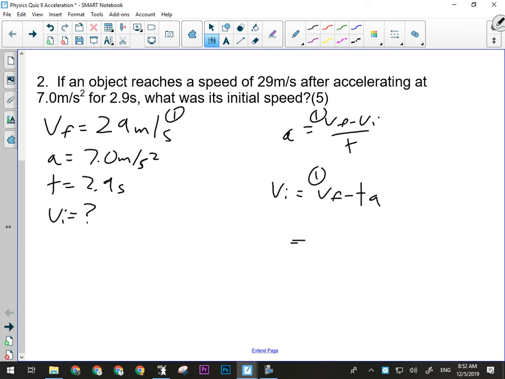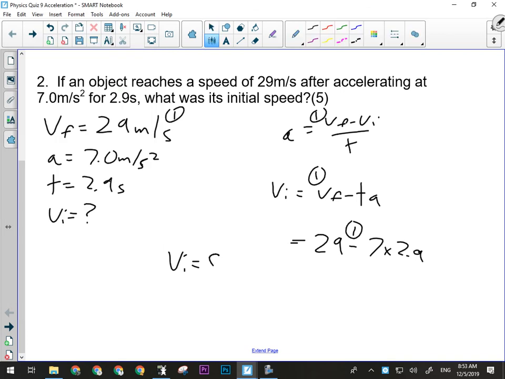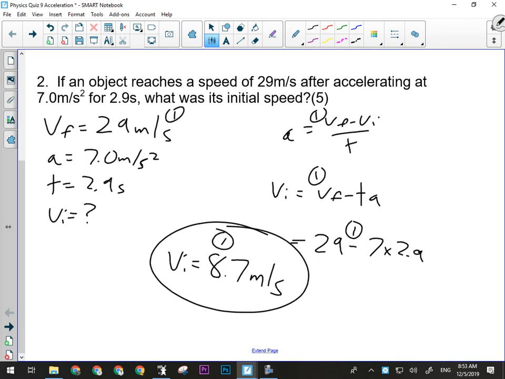If they solve for negative VI, that's fine too. So they have T times A minus VF equals negative VI. That's fine. So we're going to have 29 minus 7 times 2.9. Give them a mark for that. All right, so we're getting 8.7 meters per second as our initial speed.